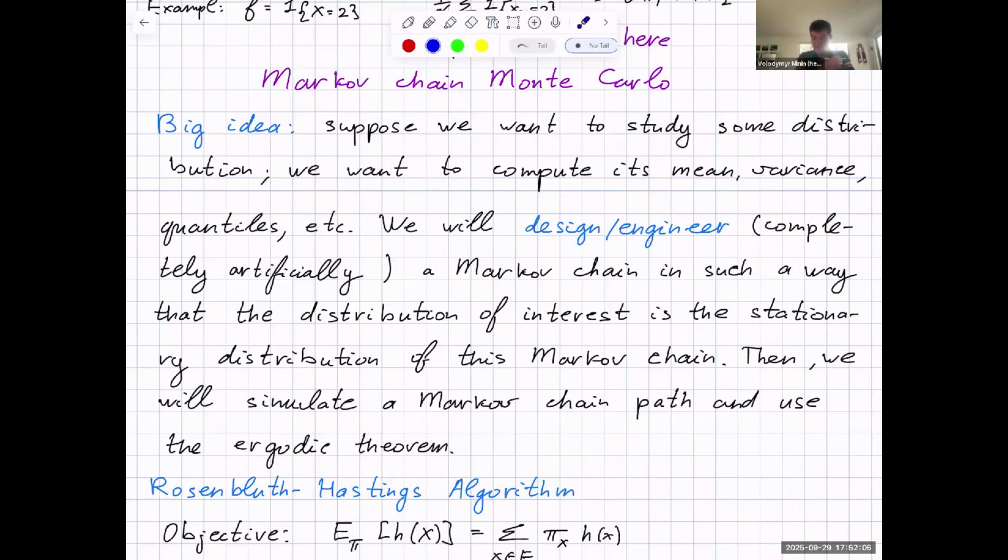And we're going to artificially design or engineer a Markov chain that will converge to that stationary distribution. Because then we can just evolve this Markov chain, simulate the same way we did a second ago in the code with Ehrenfest diffusion, and we can get at the properties of the stationary distribution via simulation.